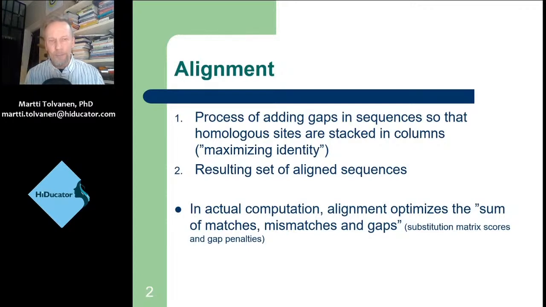Alignment is the form of sequences with dashes so that we have them aligned. But anyway, to be less naive, the optimized quantity is more like the sum of matches, mismatches, and gaps, which we take from substitution matrix scores and gap penalties as discussed yesterday. And again, there are many algorithms for arriving at an optimal alignment.